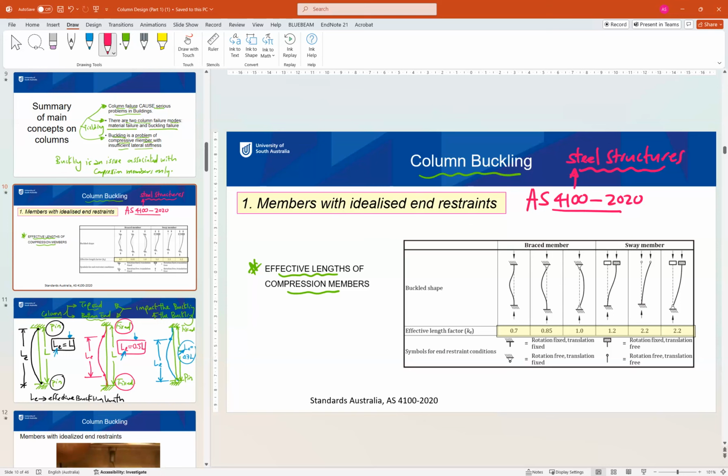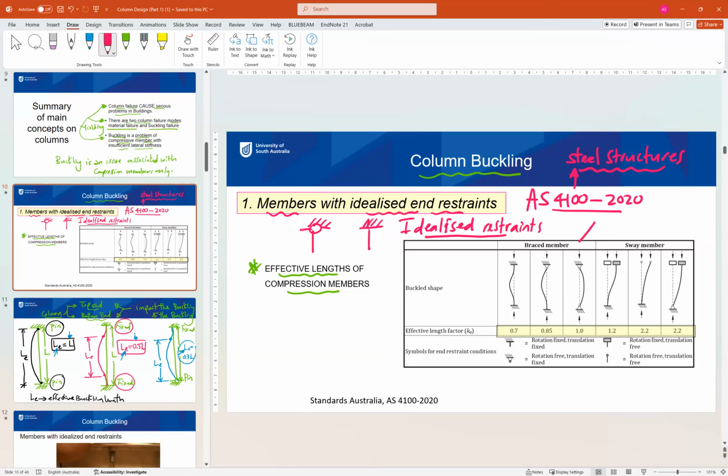So now for our columns, these are members with idealized end restraint. The pin and fixed supports I showed you earlier are not the actual supports or actual restraints. These are theoretical or idealized restraints, because in real life it will not be that ideal. But let's have a look at the ideal restraint case.